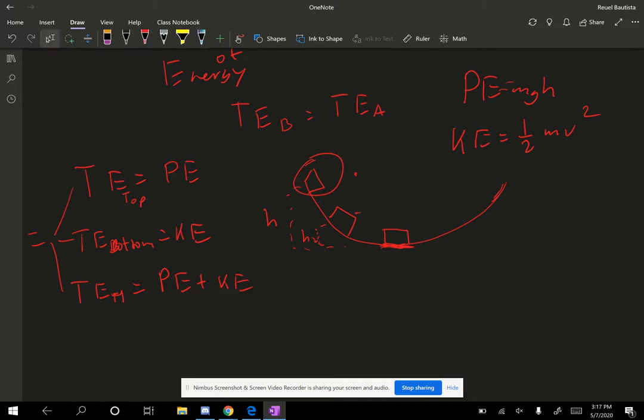So now, what if this object goes past the bottom, goes past the middle, and tries to go to the other side? Where does it stop on the other side? What maximum height does it get to on the other side? Type an answer. At what maximum height does this object stop on the other side?